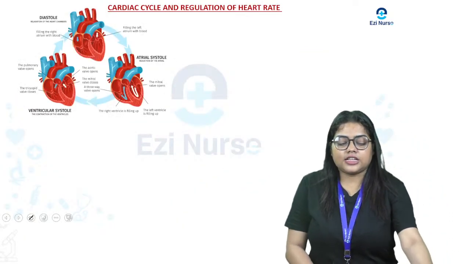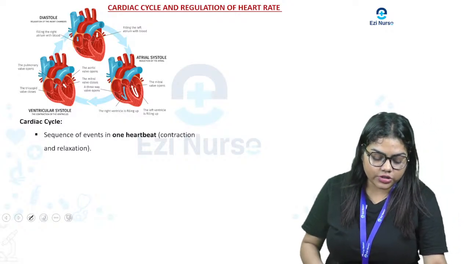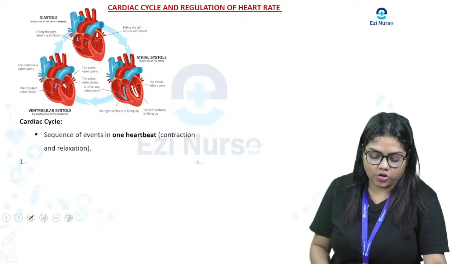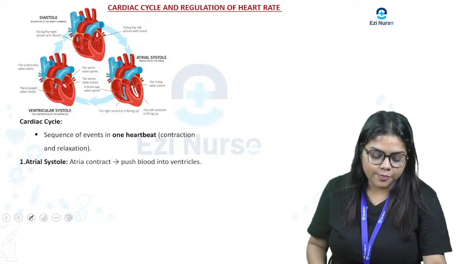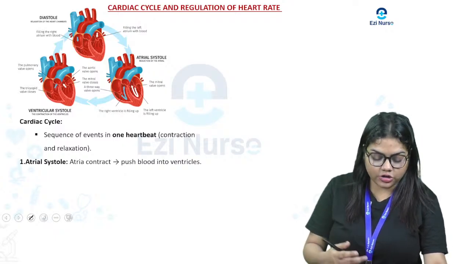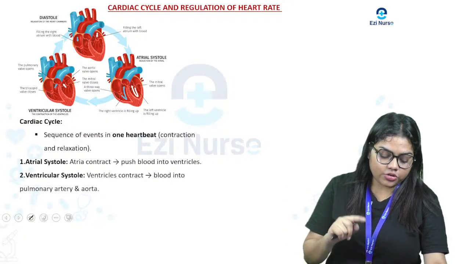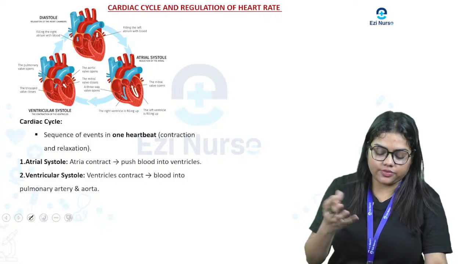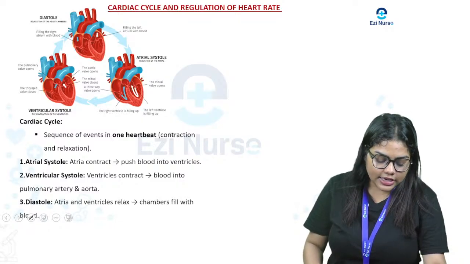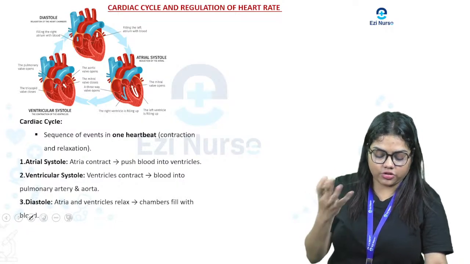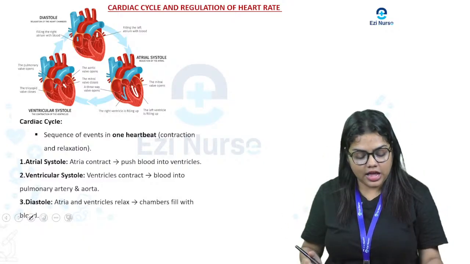The next is the cardiac cycle and regulation of heart rate. How does it happen? The cardiac cycle is the sequence of events of one heartbeat, contraction and relaxation. One contraction and relaxation together is called the cardiac cycle. So first, atrial systole, in which the atria contract and push the blood into the ventricles. Then ventricular systole, in which the ventricles contract and push the blood into the pulmonary artery and aorta. Then diastole, in which the atria and ventricles relax and the chambers fill up with blood.